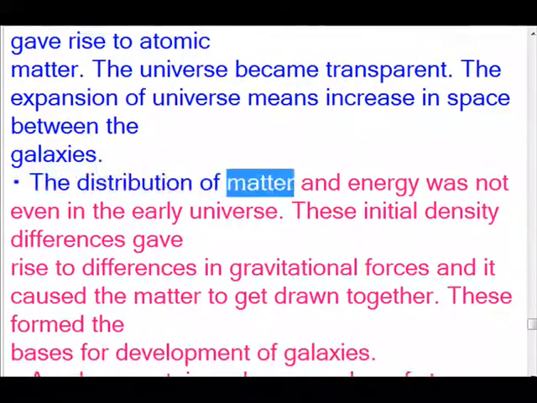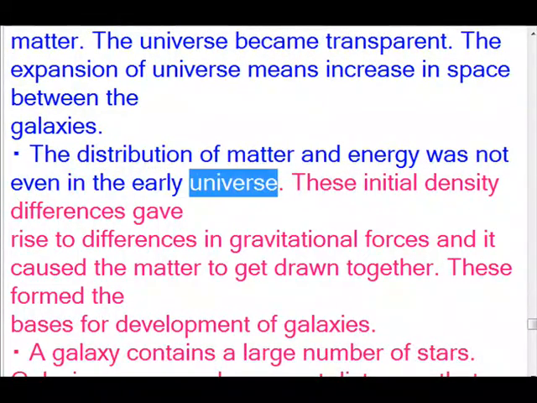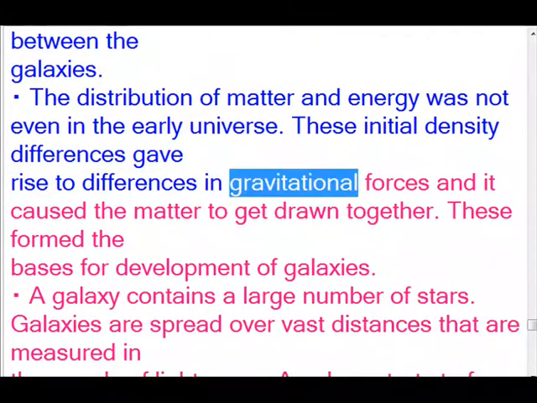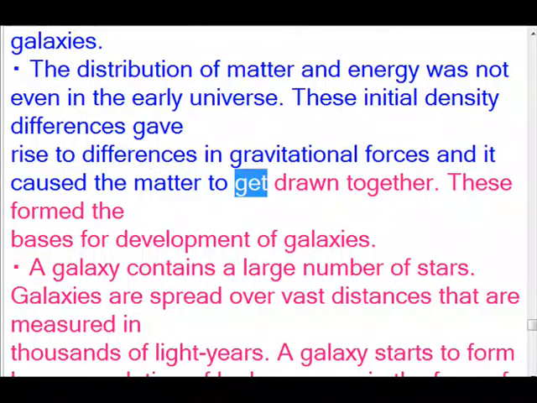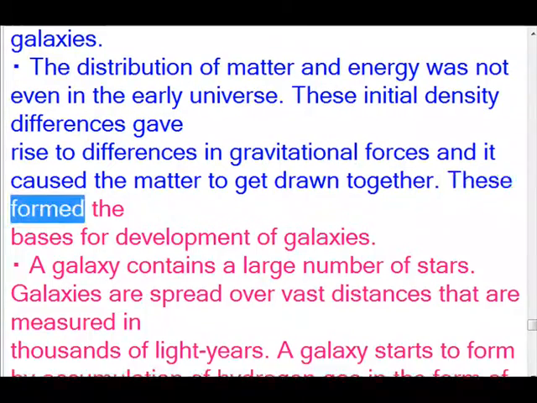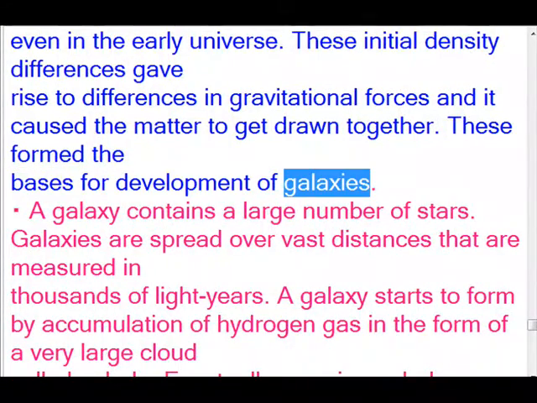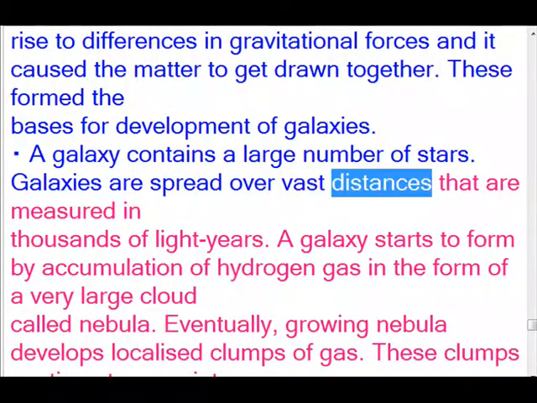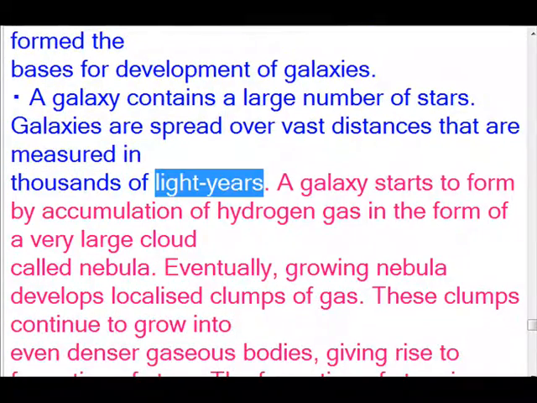The distribution of matter and energy was not even in the early universe. These initial density differences gave rise to differences in gravitational forces, and it caused matter to get drawn together. These formed the basis for development of galaxies. The galaxy contains a large number of stars. Galaxies are spread over vast distances that are measured in thousands of light years.